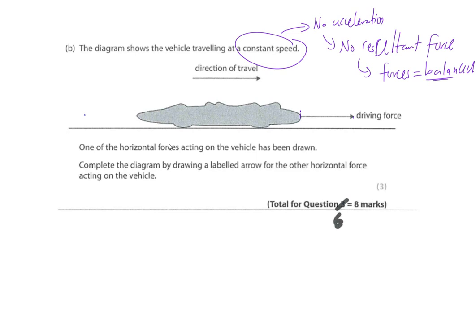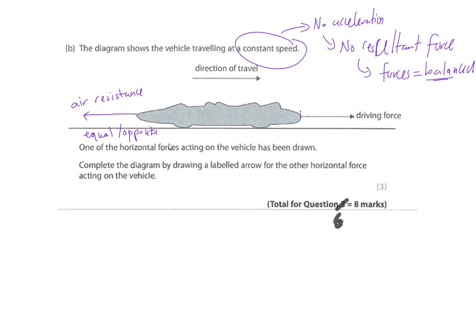So therefore, it's going to be something like this. So it has to be balanced. It needs to be opposite. It needs to be facing to the left, and then this will be air resistance. To the left, equal. So here we go. Equal, opposite. And this is air resistance.